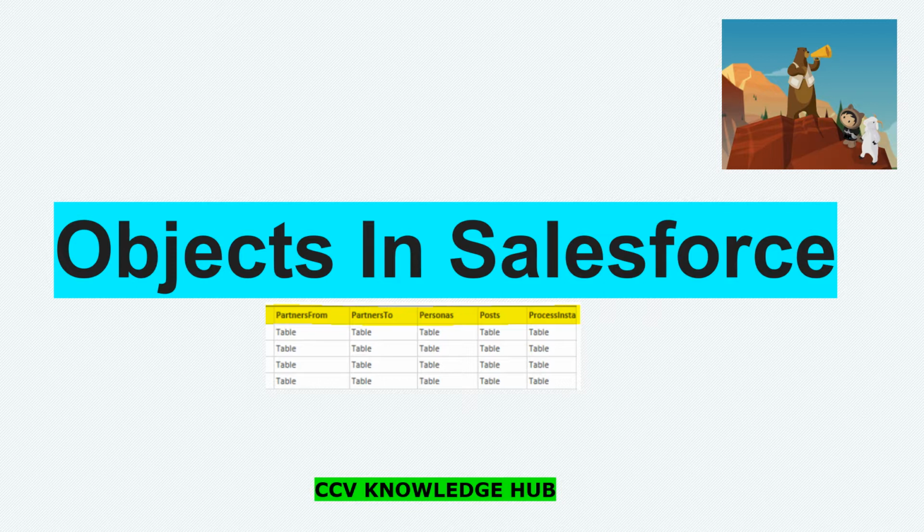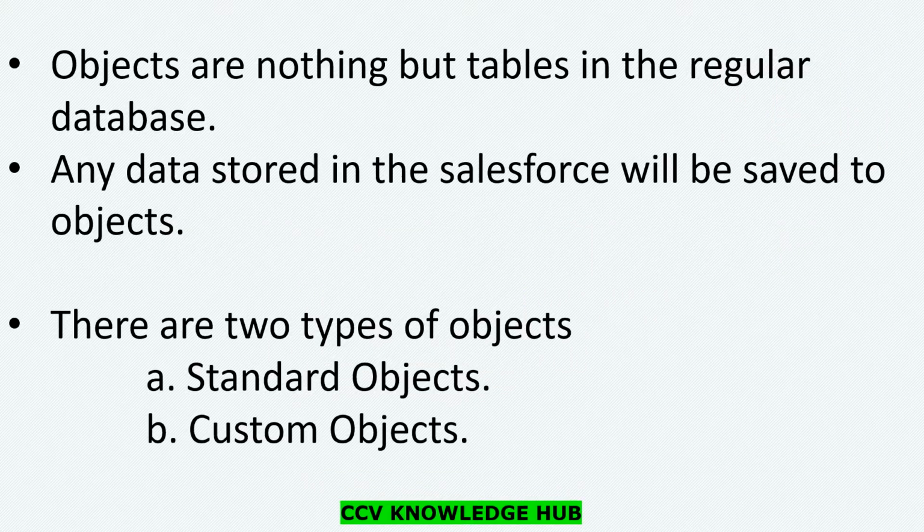In this session, we are going to learn objects in Salesforce. So first we will see what objects are. Objects are nothing but tables in the regular database. So one object contains one table in the Salesforce database. Any data stored in Salesforce will be saved in objects.